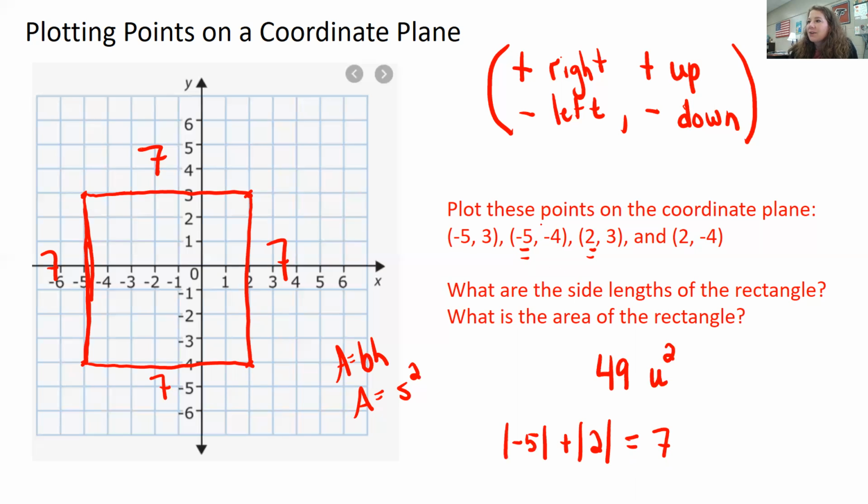And then the other side lengths, sometimes they're going to be different numbers, right? So then you take 2 of your y values. So all my y values are either 3s or negative 4s. And once again, I find the absolute value of each of those numbers. I add them together and I would find the other dimension.